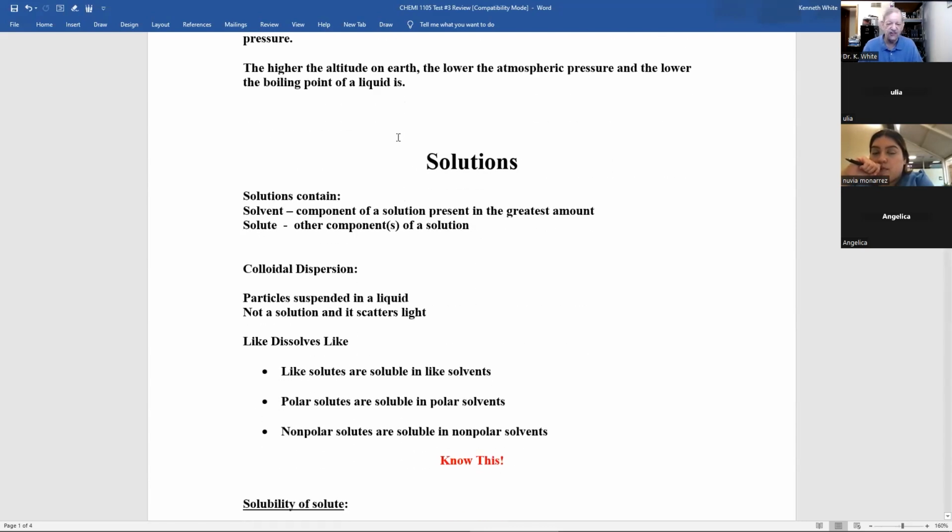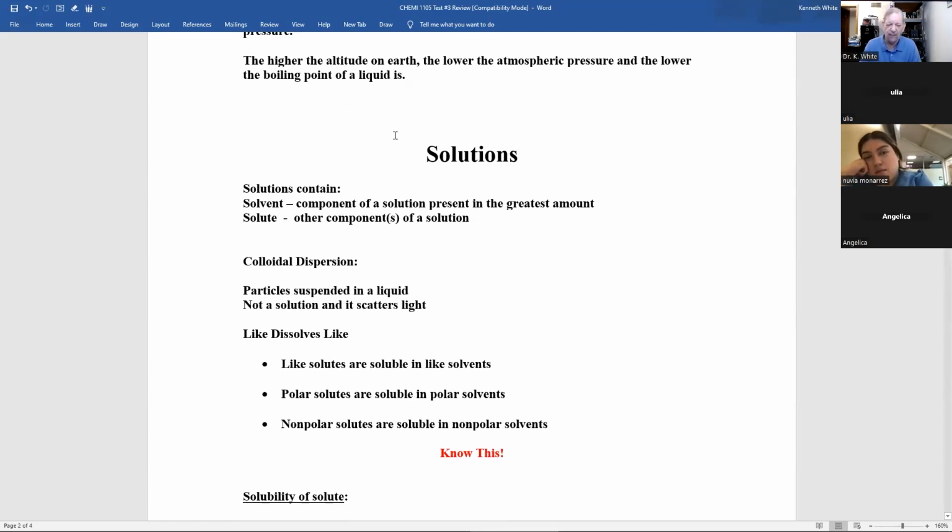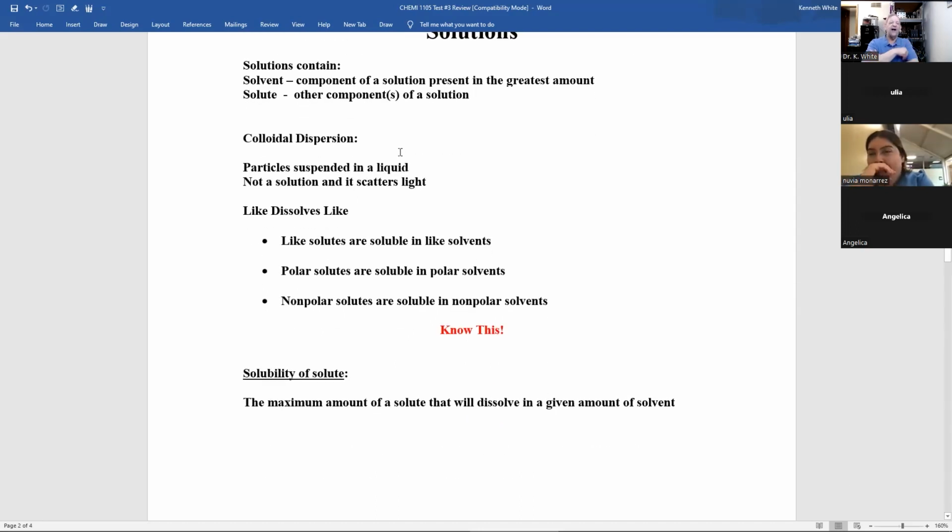Now, next, solutions. Remember, when we talk about a solution, which is a mixture of two or more compounds or chemicals or stuff, doesn't sound scientific. But anyways, the solvent is the component of the solution present in the greatest amount, and the solutes are the other component or components.